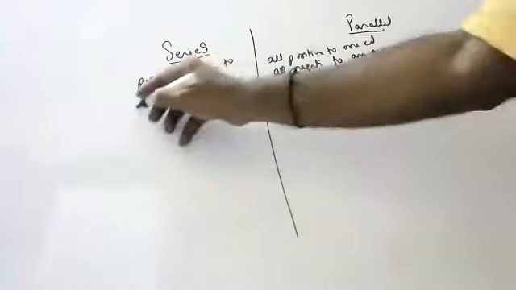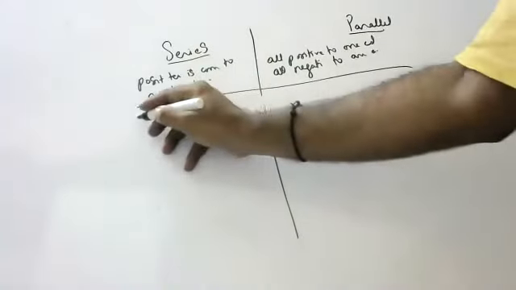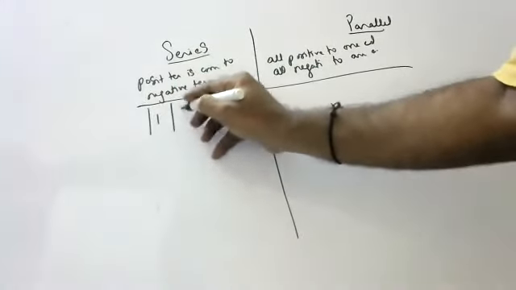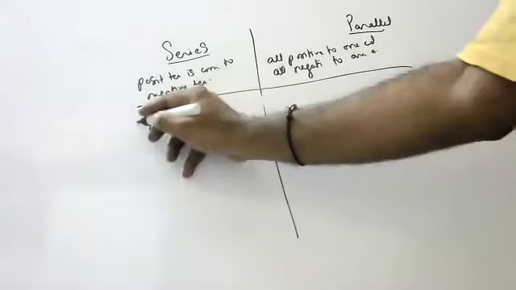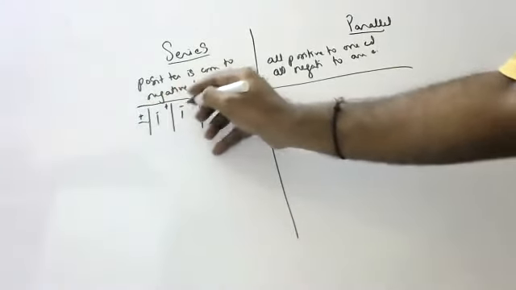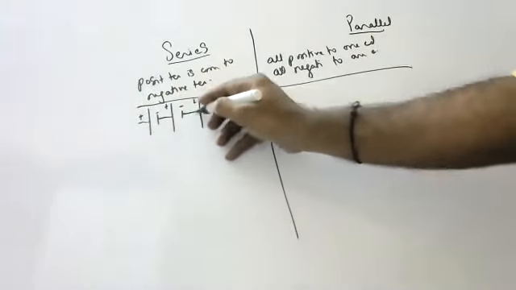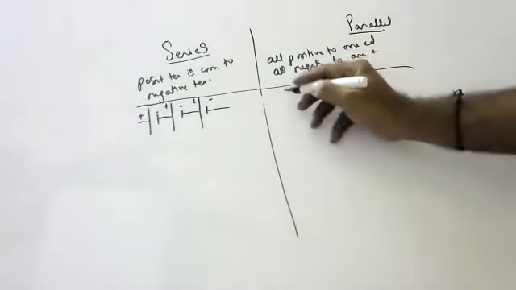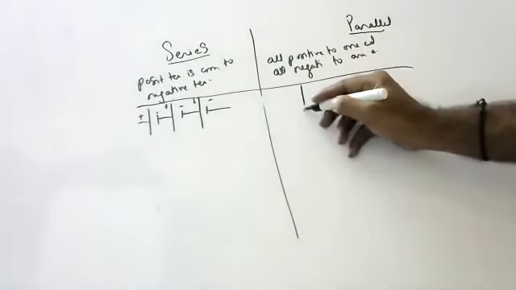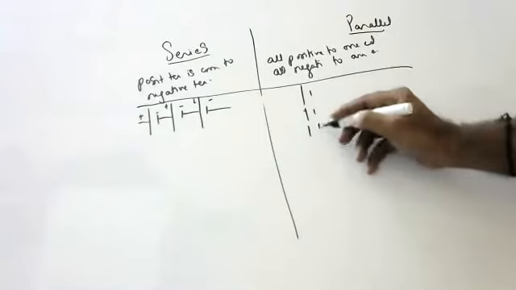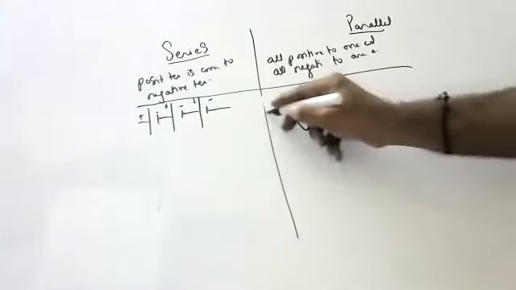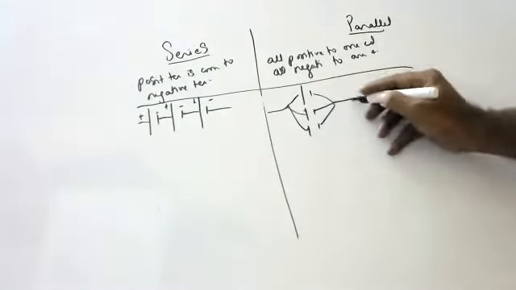Just for example, we will show one connection. This is positive, negative, positive, negative, positive, negative, like this here. Whereas here, children, all positives are connected to one end, and all negatives are connected to another end, like this.